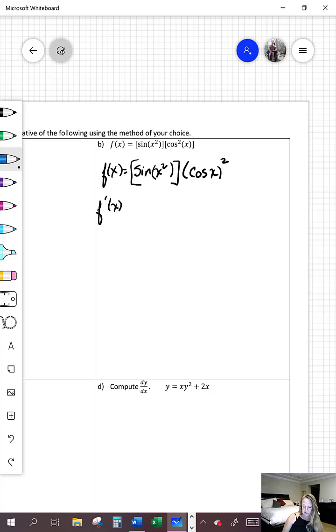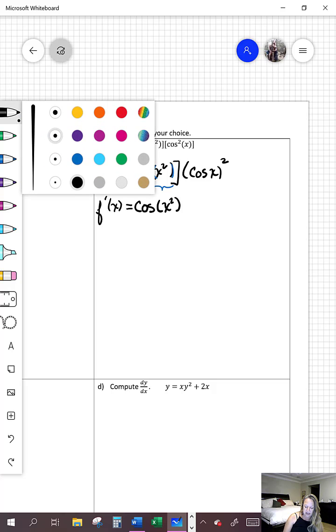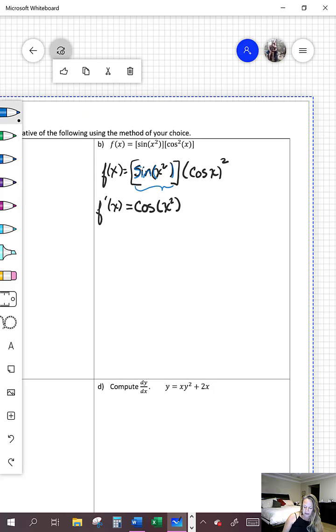And so when we take the derivative of this sine of x squared, the outer function is sine. And so when we take the derivative of sine, we know that that's equal to cosine. Cosine of the inner function, which is x squared, times the derivative of the inner function. And the derivative of our inner function, in this case, x squared, is just 2x.